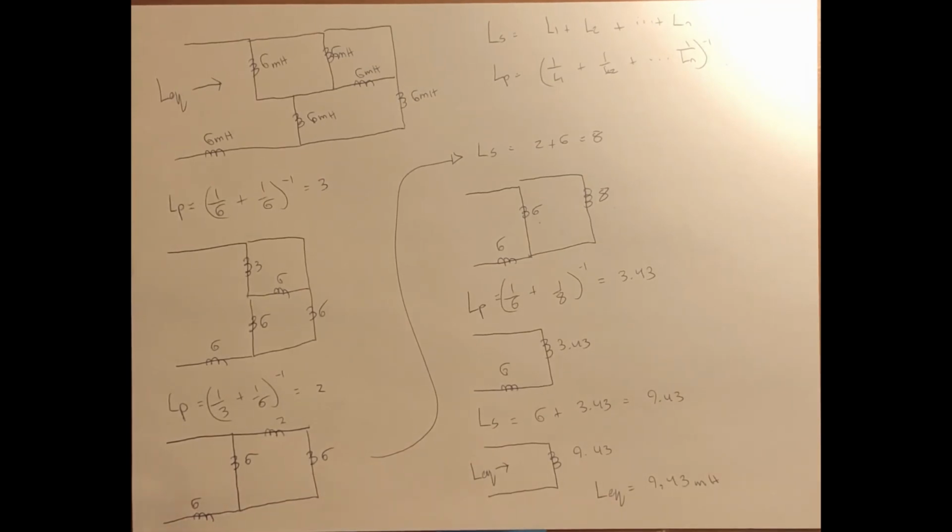Just to sum up, inductors in series add up like resistances in series, and inductors in parallel add up like resistors in parallel. So it's the opposite of how capacitances are calculated to find the overall equivalent capacitance.